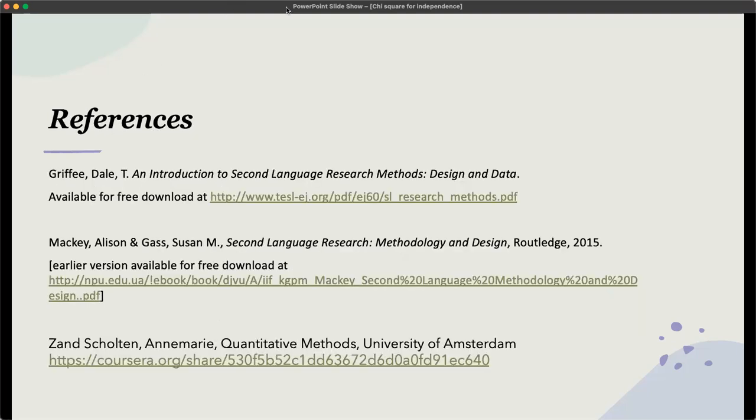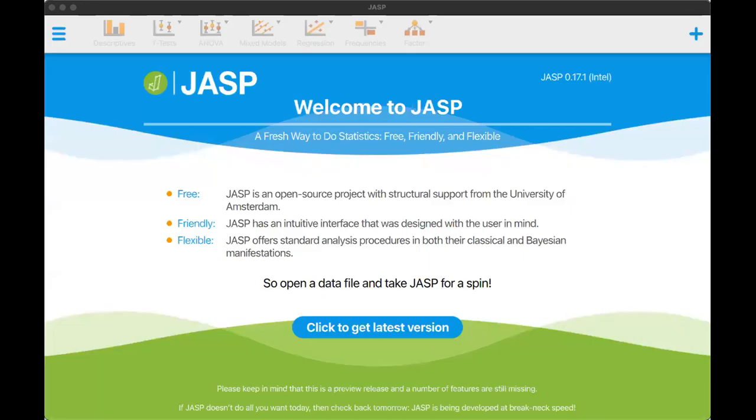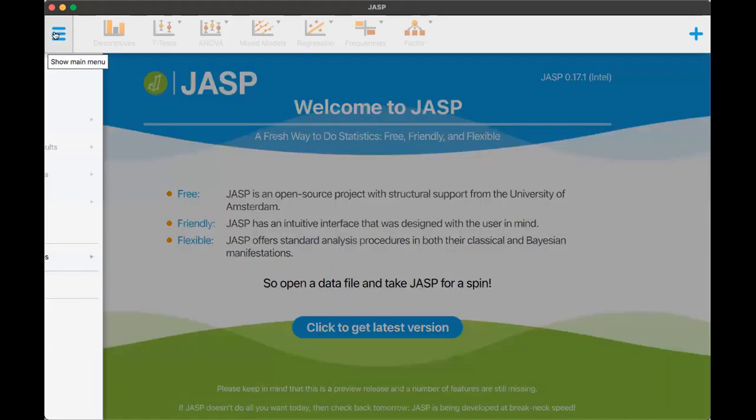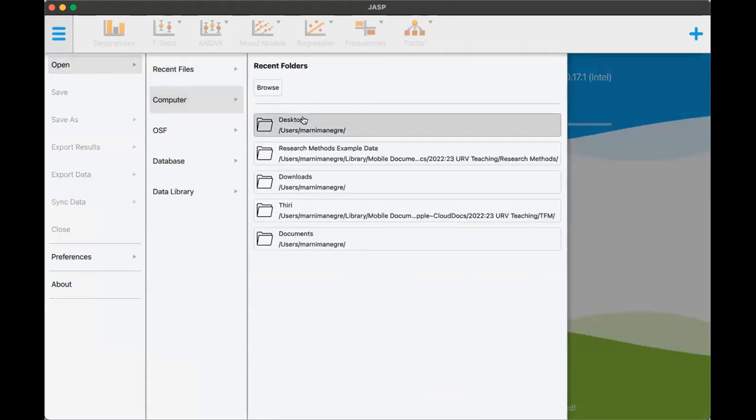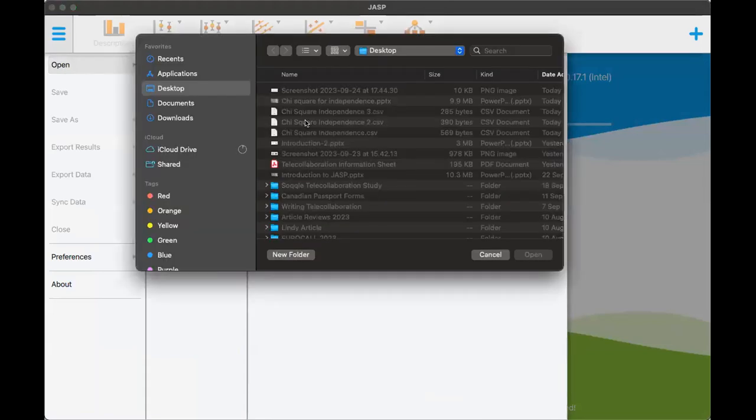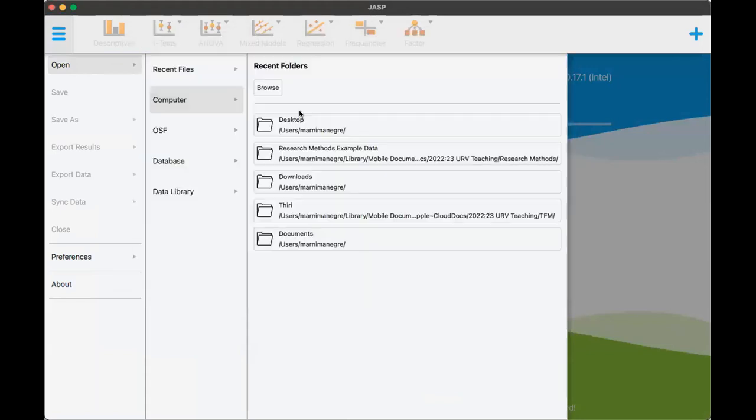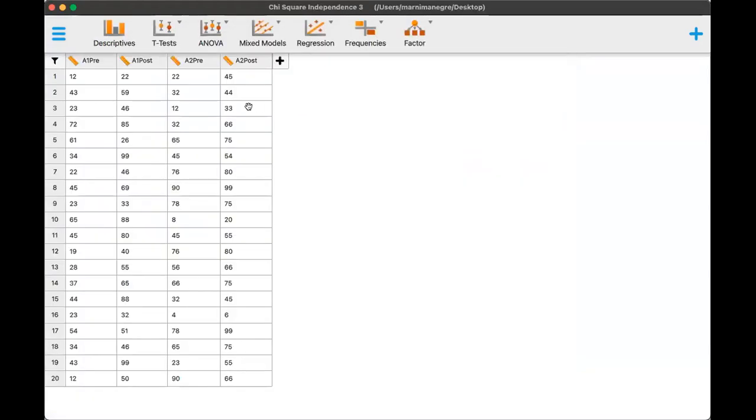So I'm going to go live now, and we'll go directly into JASP, and I'm going to show you how to do a chi-square for independence in place of an ANOVA or a t-test. So I've got JASP open here. I'm going to the main menu. I'm going to open, going to computer, and on my desktop here, I've got chi-square for independent data.